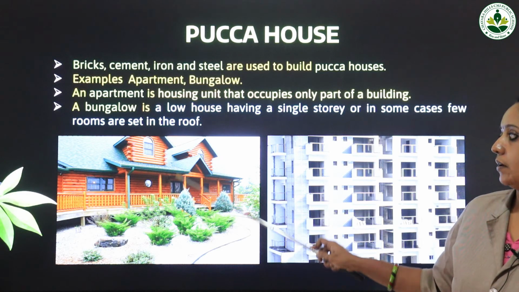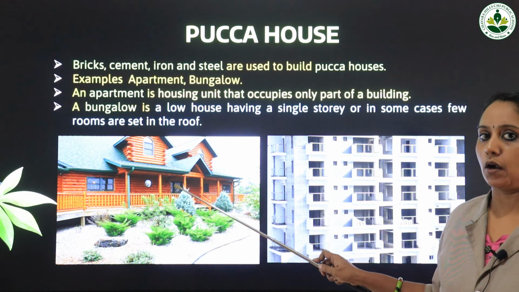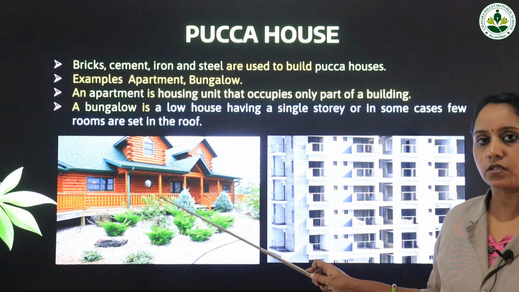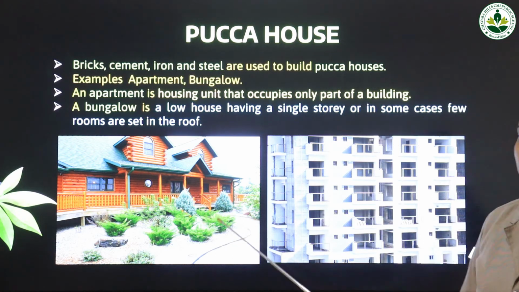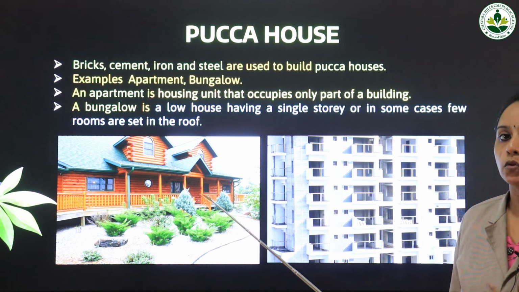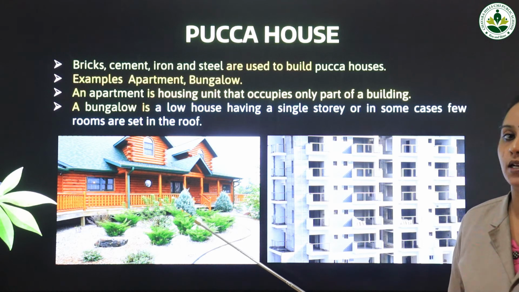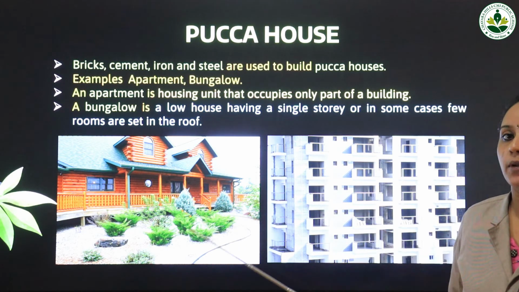You can see that when we build a house, it is fixed to a particular place or particular ground. So such types of houses which are fixed to the ground are known as permanent houses. So you can see that these two houses are fixed in a particular place. They don't have any wheels to move around. So they give us an example for a permanent house. So all Pakka houses are permanent houses.